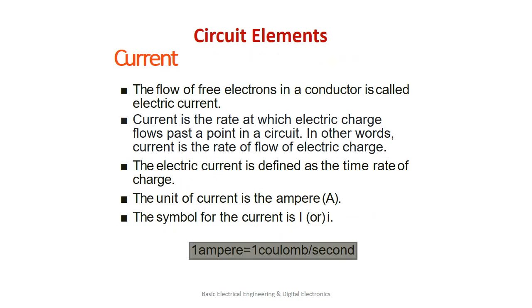Similarly, in circuit elements, the first element is current. Current, the flow of free electrons in a conductor, is called electric current. Current is the rate at which electric charge flows past a point in a circuit. In other words, current is the rate of flow of electric charge. The electric current is defined as the time rate of change of charge. The unit of current is the ampere. The symbol for current is I, capital I or small i. We can express 1 ampere is equal to 1 coulomb per second.